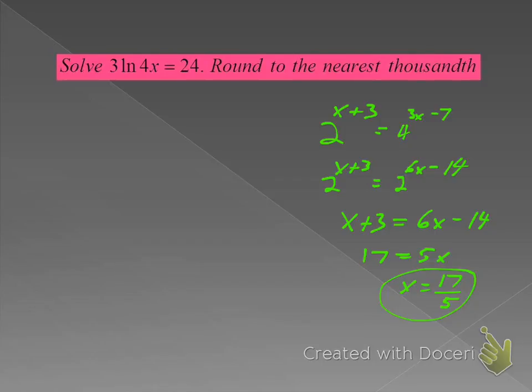Now, the reason I did that, I'll keep that over there in that beautiful green color. I'll show you in a second. So 3 natural log of 4x equals 24. What's your first step? Divide 3. Get that natural log of 4x isolated first. So your first step is divide by 3. I'm going to change colors here because I don't like that red. So ln of 4x equals 8. Now, this is the tricky step.